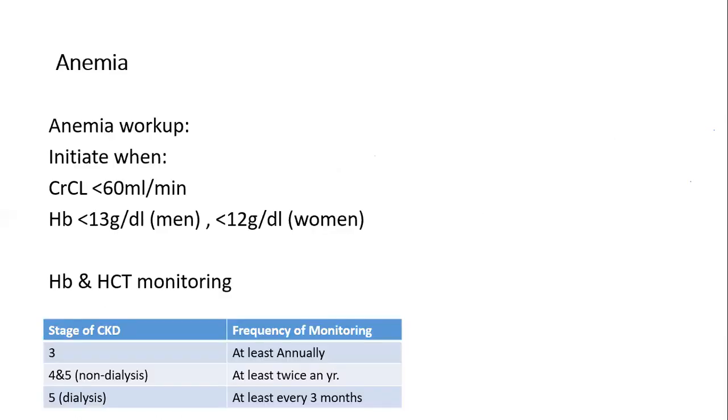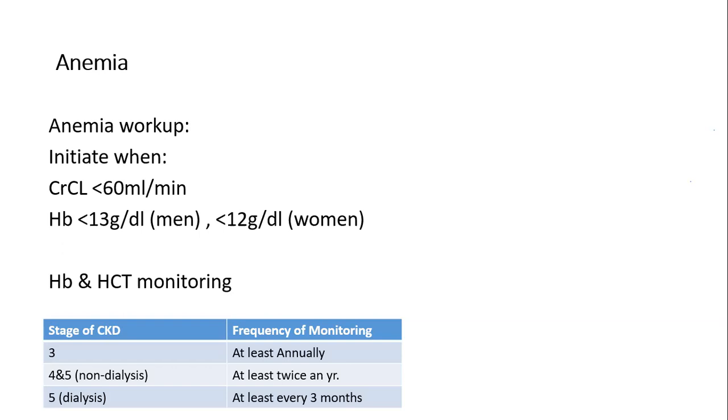Okay, so jumping to anemia. Anemia workup is very important because erythropoietin is produced in the kidney. So with chronic kidney disease, you can get reduced erythropoietin levels, and as a result, there is anemia. Also, there is reduced iron absorption and malnutrition. So iron deficiency and erythropoietin deficiency associated anemia is very common.